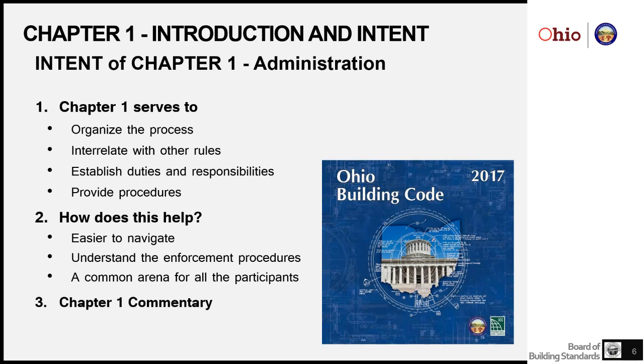We are going to be focusing on the Ohio Building Code, which had an effective date of November 1, 2017, and I will be referencing the Chapter 1 commentary as I go through this by page number, where you can find some additional reference material.